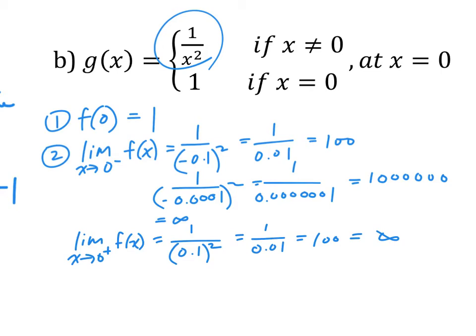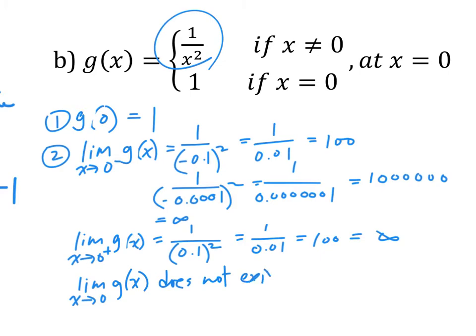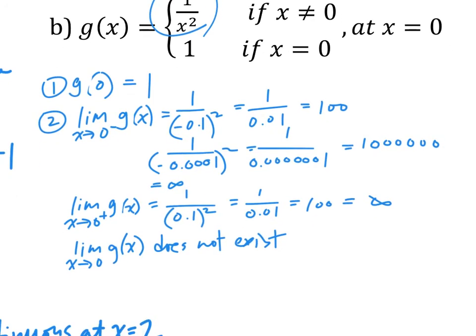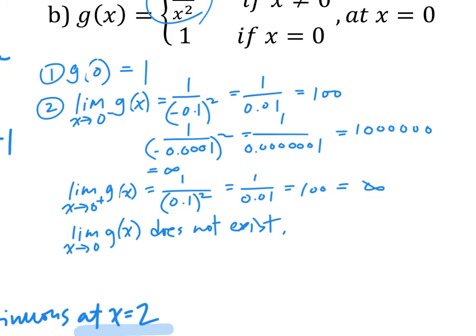Does that mean the limit exists? No. Remember, we said infinity is not a limit, so the limit does not exist. So the limit as x goes to 0, I'm sorry, I keep writing f of x. It's not f. It's g. Sorry about that. The limit of g of x does not exist. Since the limit does not even exist, we can already conclude that it's not continuous.